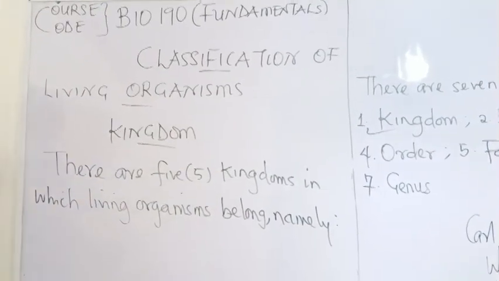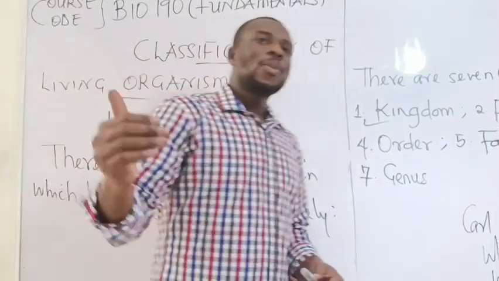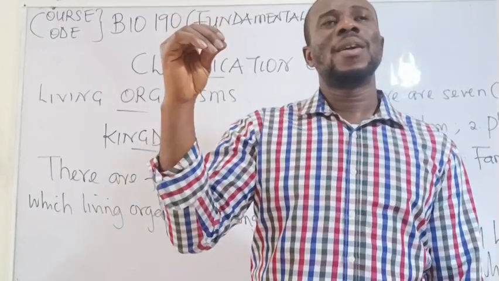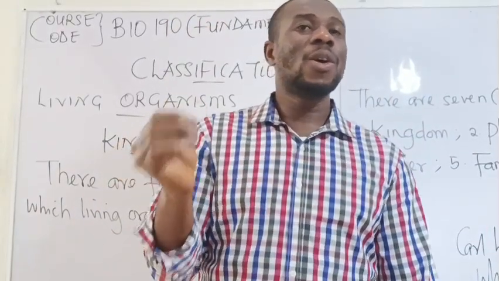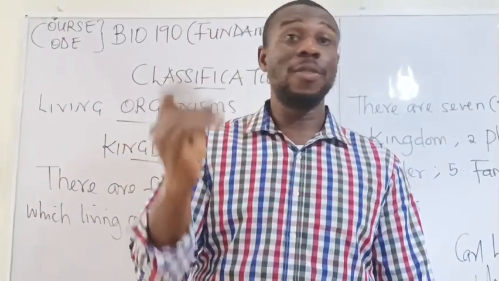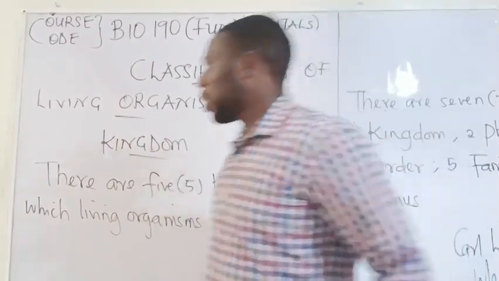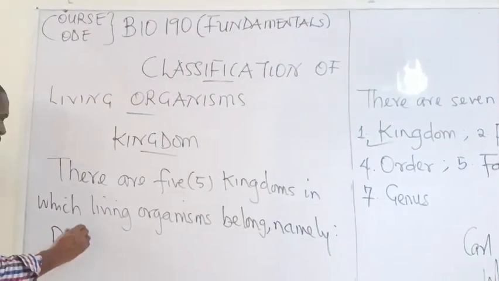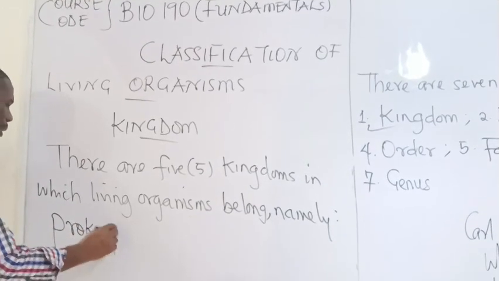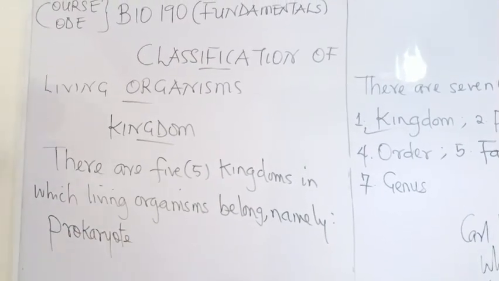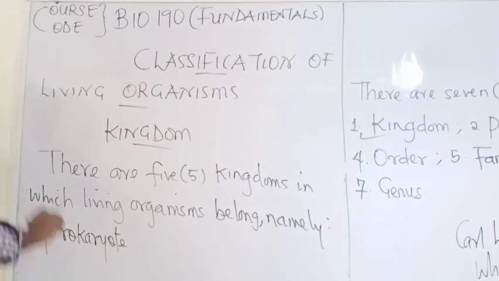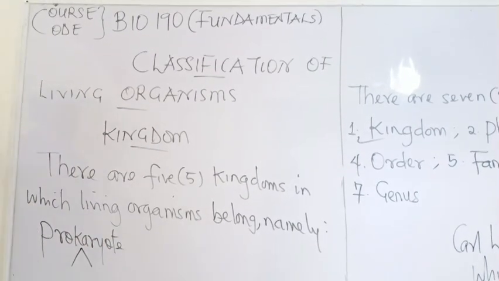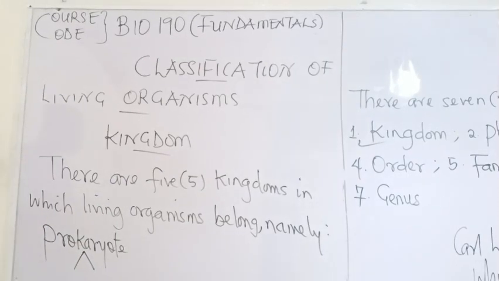The first kingdom is the kingdom whereby the first living organisms that we believe to have evolved actually belong, and we call that the kingdom Prokaryotes. Under these prokaryotes, I will give more detail on this.